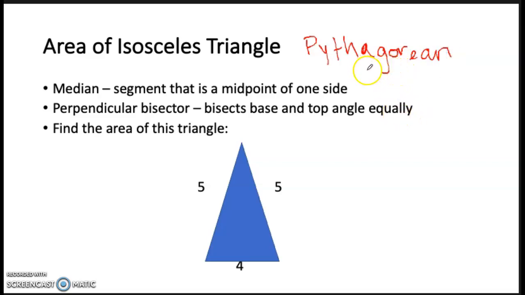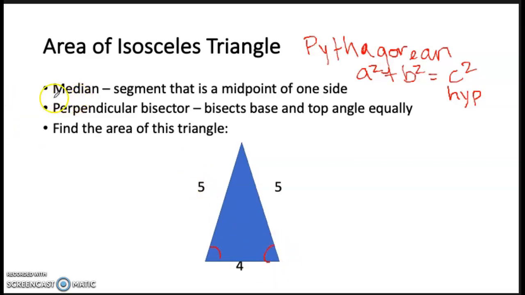Anyway, he said that a squared plus b squared equals c squared, but only for right triangles, where c is the hypotenuse of the right triangle. It does not work for regular triangles. I need the area of this triangle. It is an isosceles because it has two sides that are the same, 5, which means their opposite angles are also equal.